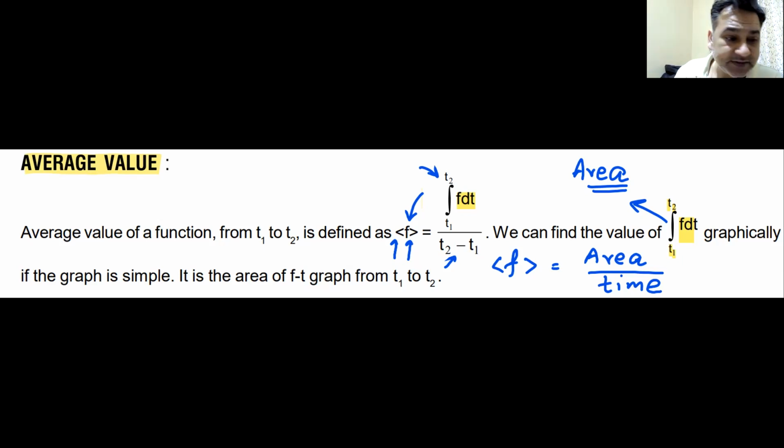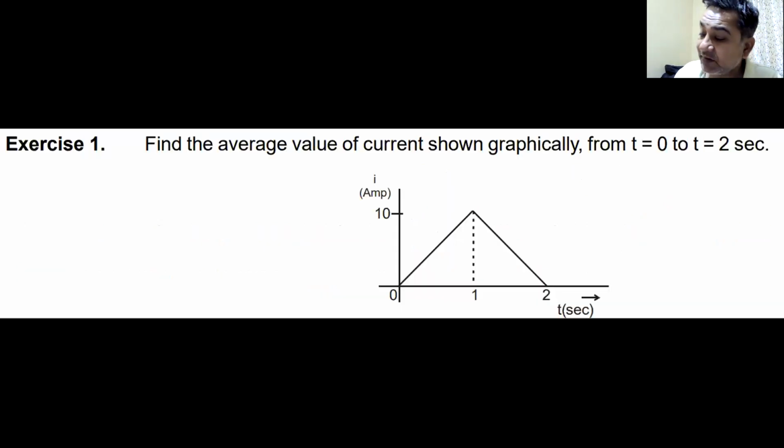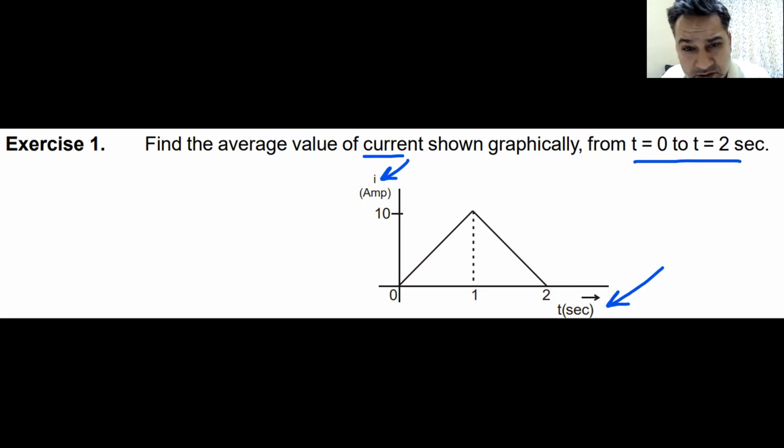Completed, sir. This is the type of question that will come in your examination hall. Here we have a graph between current and time. You understand current? Current is a function of time. And you have to find the average value of current from 0 to 2 seconds. It could be a triangular graph. It could be a rectangular graph. Doesn't matter. You know what to do. Do you know what to do or not?